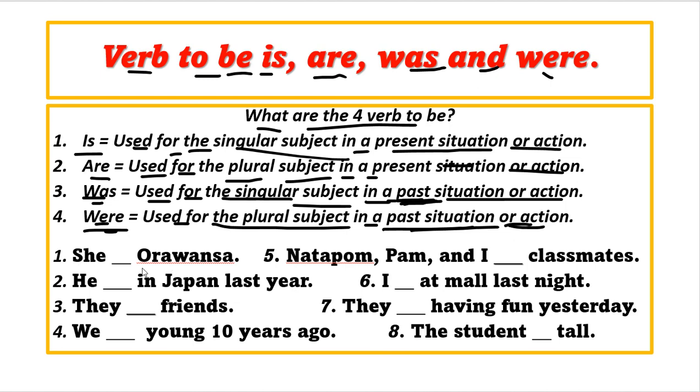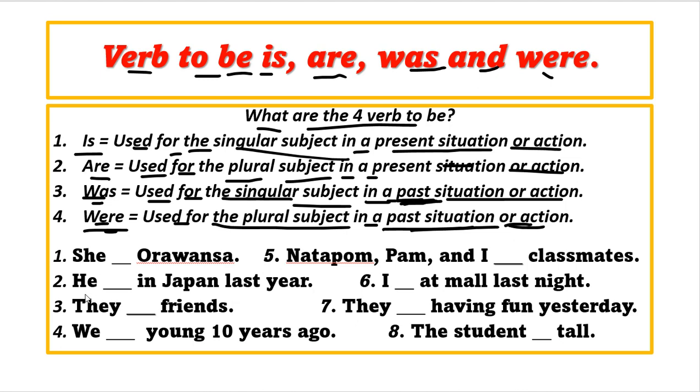Number 1, she, blank. So what do you think? She, blank. This is the subject here, she, so she is singular. We don't have any adverb or any past time expression showing that this is the past. So is. Okay, very good.